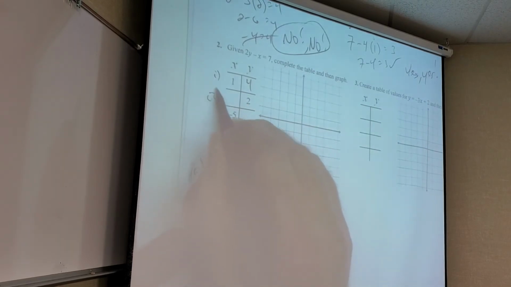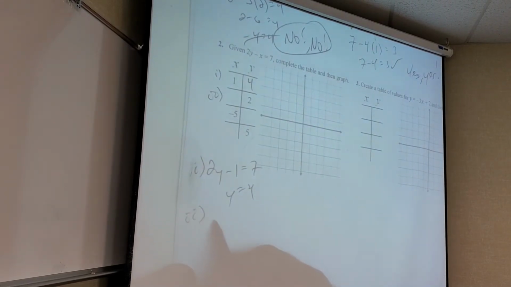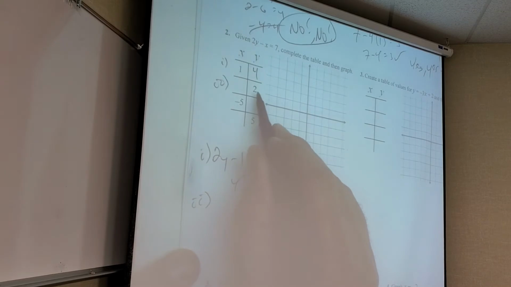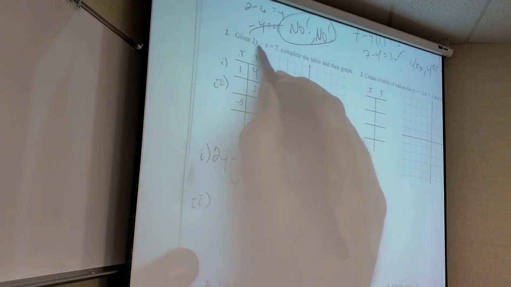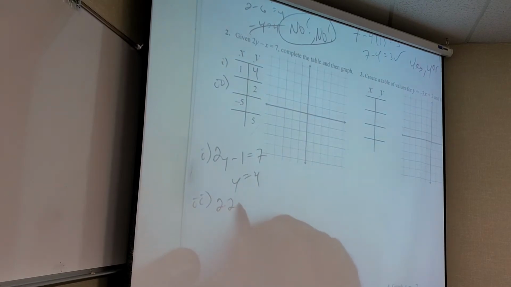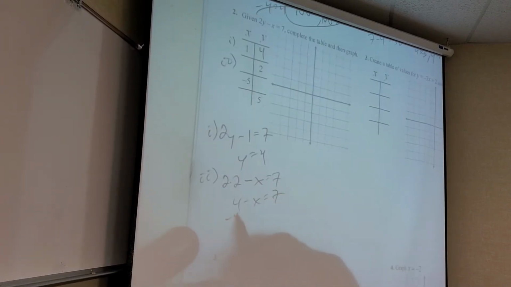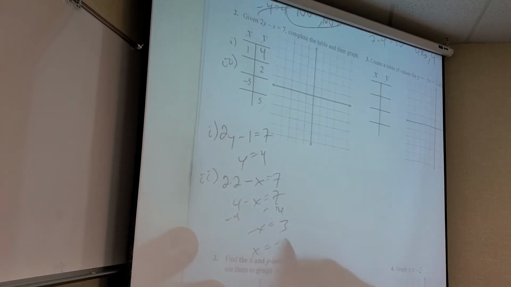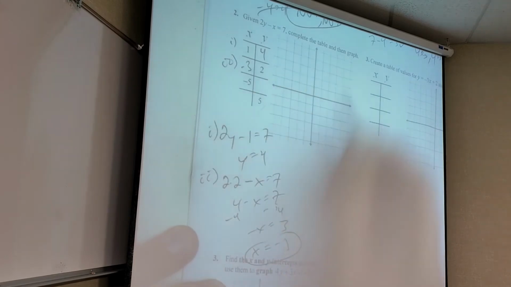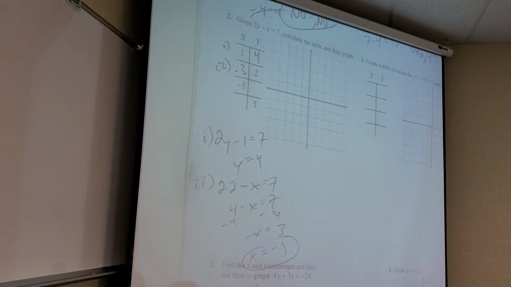Second problem says what is y? 2 multiply 2. True, but it says y is 2. So when I plug a 2 in, I get 2 times 2 minus x is 7. 4 minus x is 7. Subtract 4. Negative x is 3. Divide by negative 1. I get negative 3. How are we doing? Is that all right? Yes.